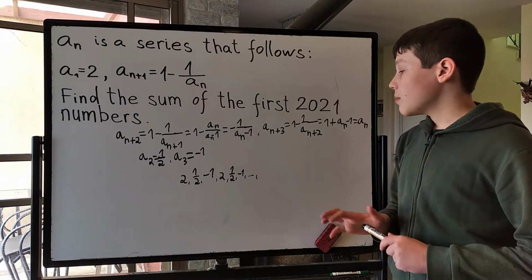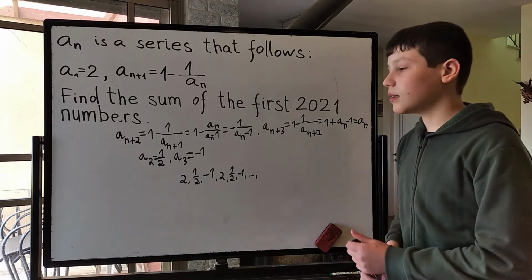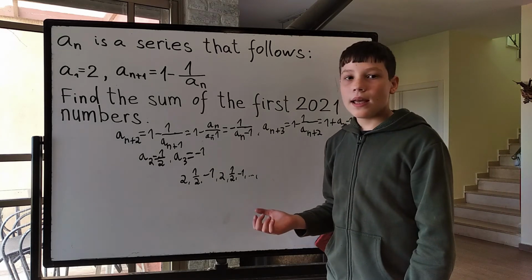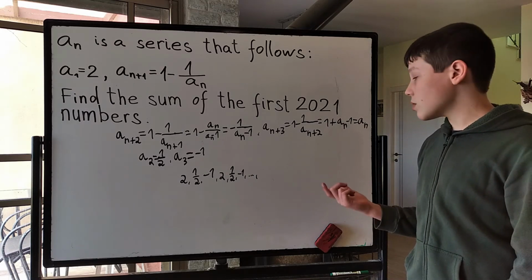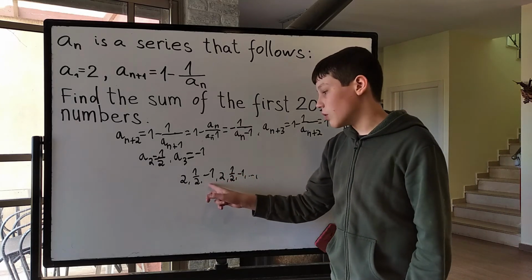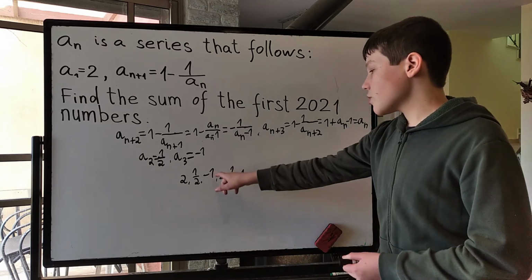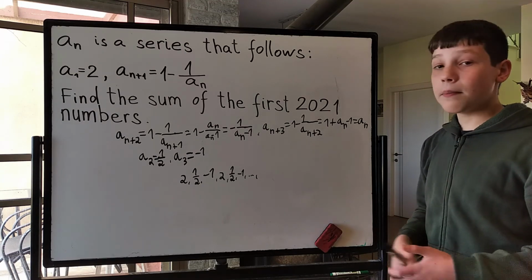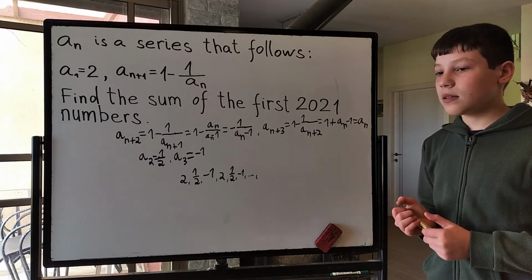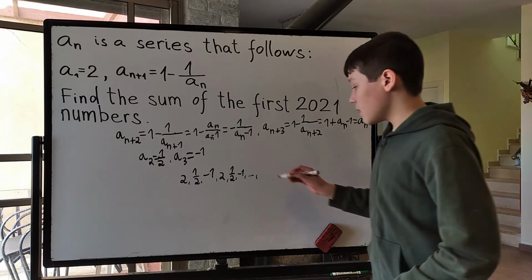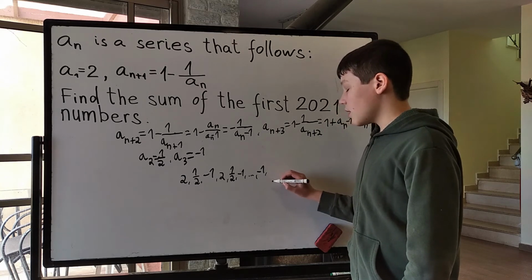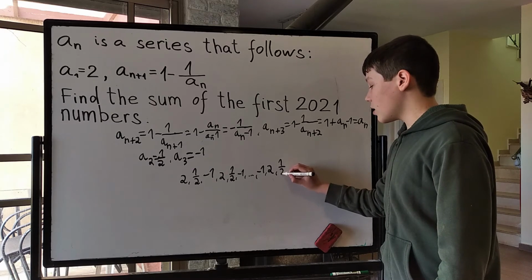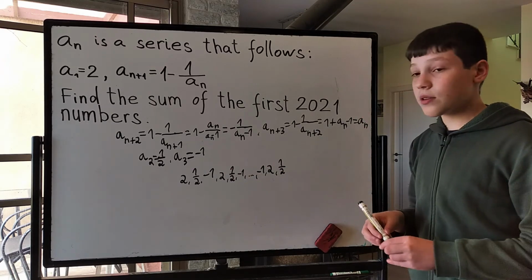Because this is a triple, 3 numbers that always repeat, any multiple of 3 amount of numbers will end in the last value, which is negative 1. You can clearly see that the first 3 end in negative 1, then another 3 will give you negative 1 because AN plus 3 is equal to AN, and so on and so forth. Meaning that because 2019 is a multiple of 3, the first 2019 numbers will end in negative 1. And then the number in position 2020 will cycle us back to 2. And then finally 1 half. So these are the first 2021 numbers.